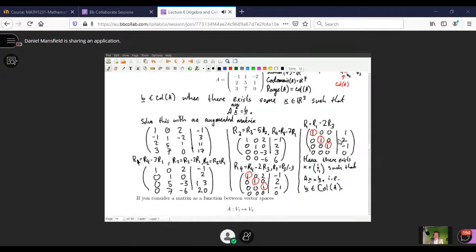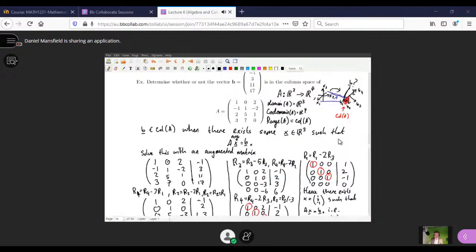Row 3 is row 3 minus row 1. Have I done something wrong? Let me verify that this is actually correct. I don't think I've done something wrong. Let me just check. It's really easy to verify these calculations, by the way. Plus 2. There's a small typo.